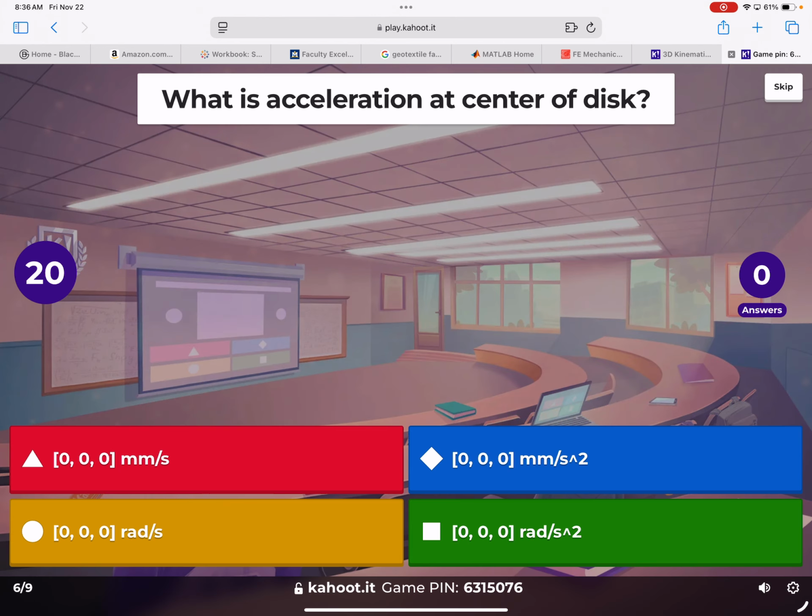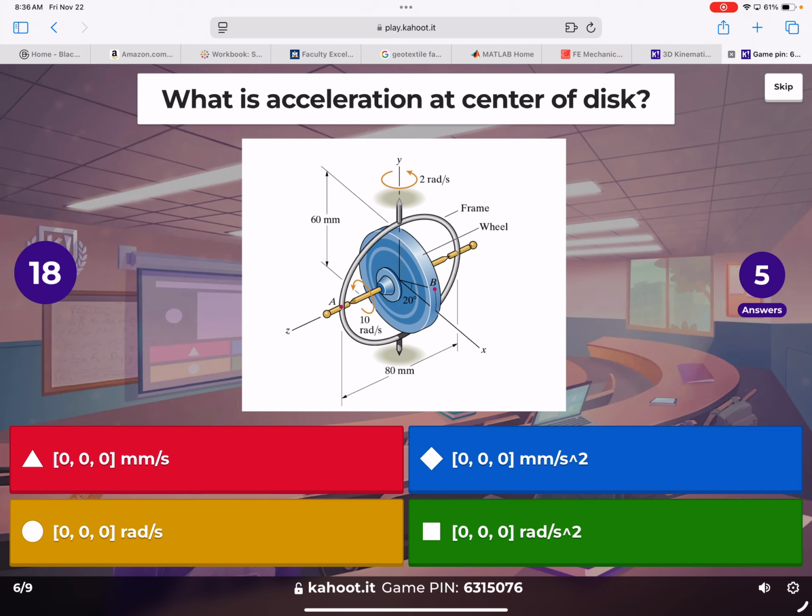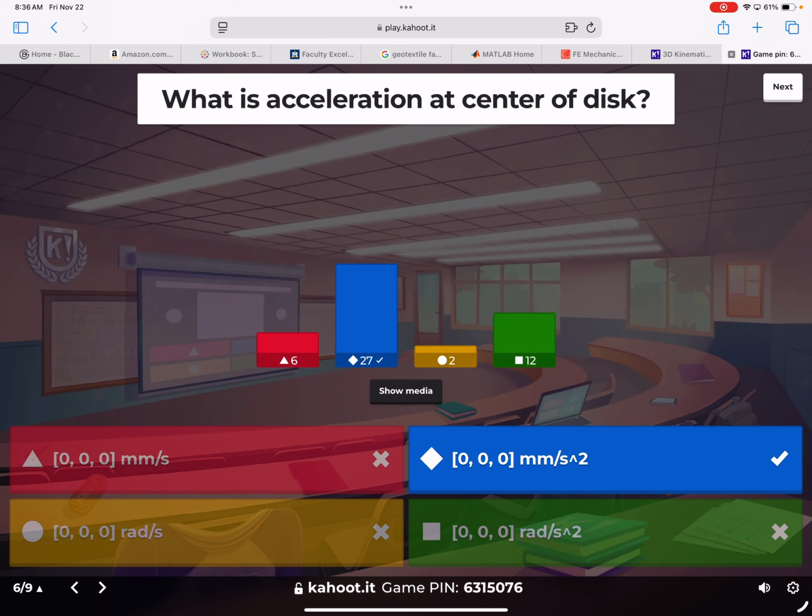Acceleration of the center of the disc. Oh my God! No way, Walter. You didn't even know to look for the units? Walter even knew the units were going to be an issue. I looked at it and said that looks right. Units on acceleration are millimeters per second squared.